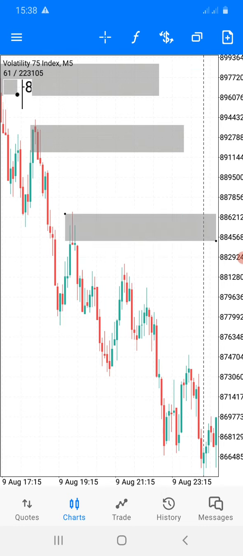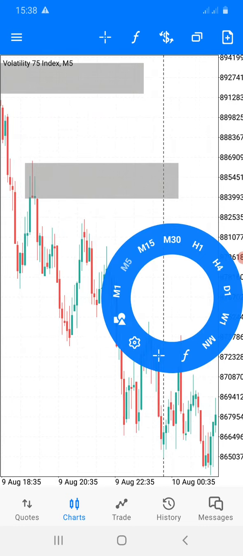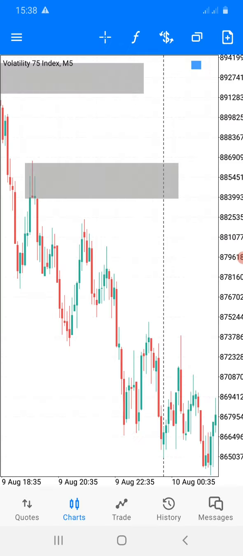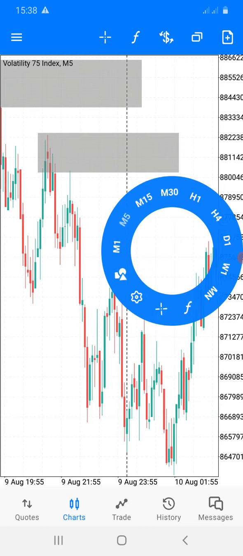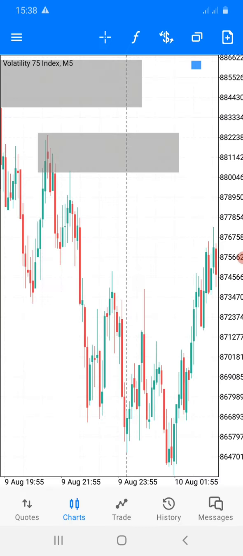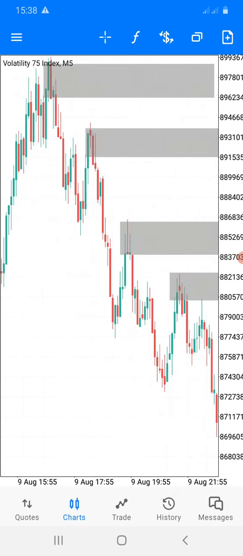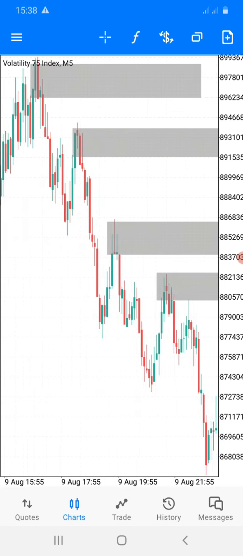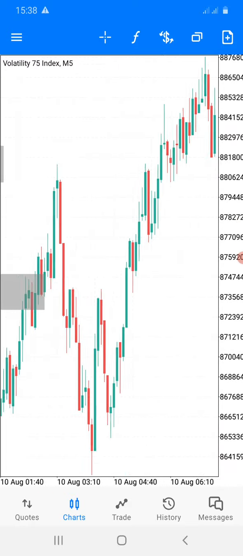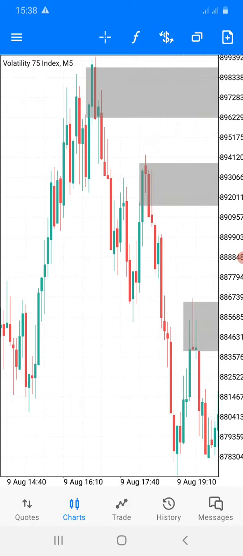So here is our lower high, and then we have another lower high at this level, and here we have another lower high. We want to pay attention to the candlestick formation that happens at this level. Let me zoom out a bit so that we can see it boldly.